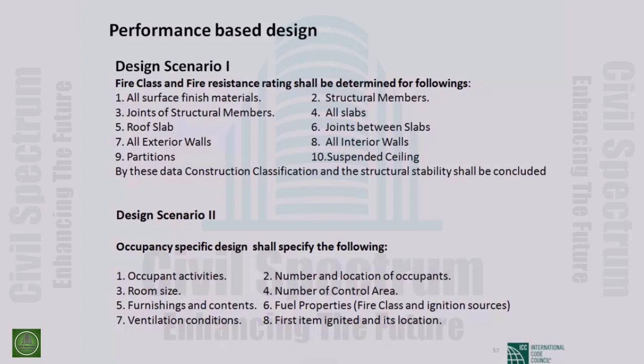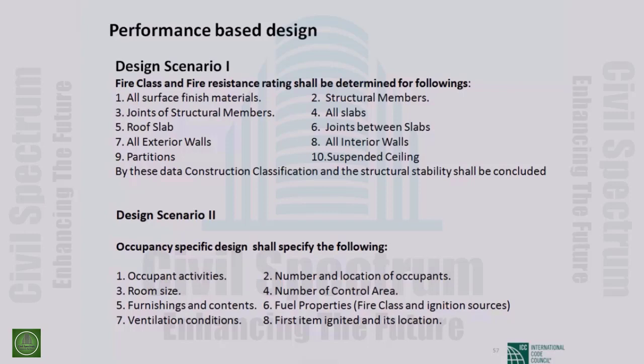So you have to take data for the following. Number one, all surface finish material, joint of the structural member, all slabs, roof slabs, joint between slabs, all exterior walls, all interior walls, partitions, suspended ceilings, everything. So you need the data for all structural elements, so that you can classify your building. You can decide what type of building you would like to design. So first you have to design this.